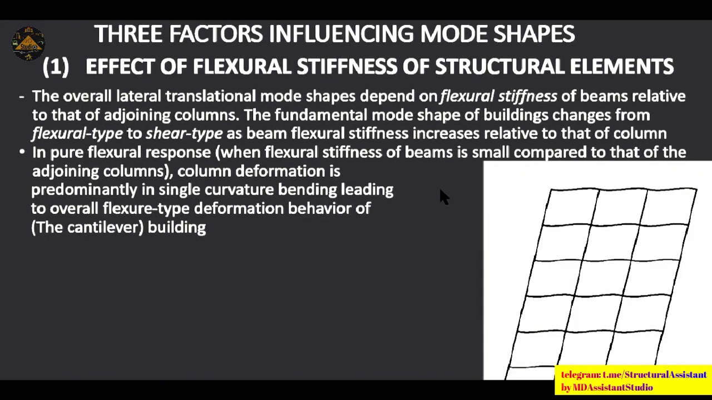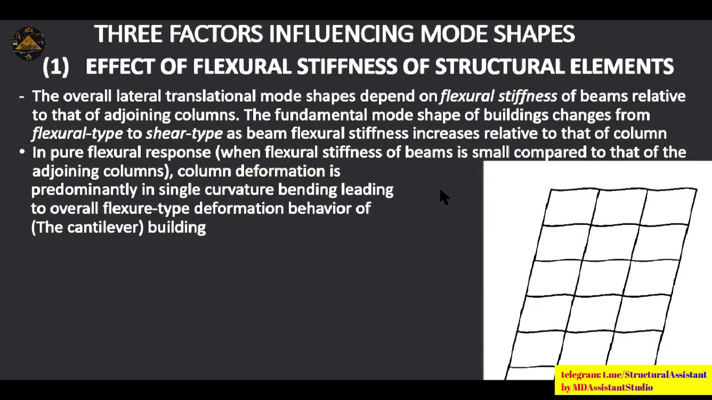So, three factors influence mode shapes. Number one, the effect of flexural stiffness of structural elements. The overall lateral translational mode depends on the flexural stiffness of beams relative to that of adjoining columns. The fundamental mode shape of the building changes from flexure to shear as the flexural stiffness of beams increases relative to that of columns. This is also very important.